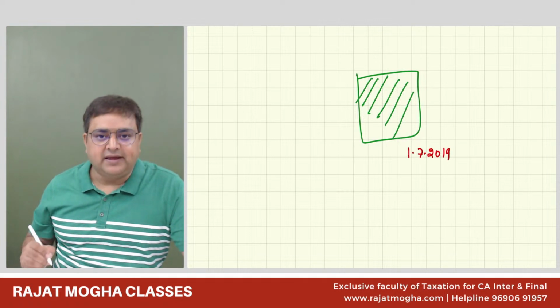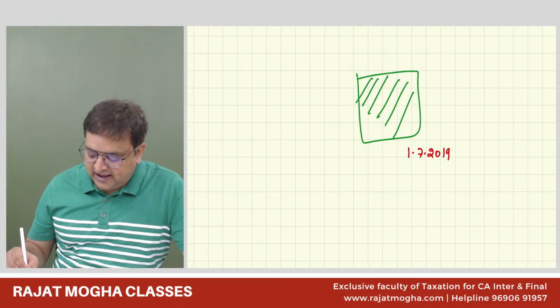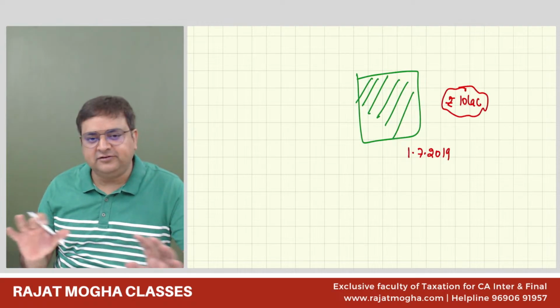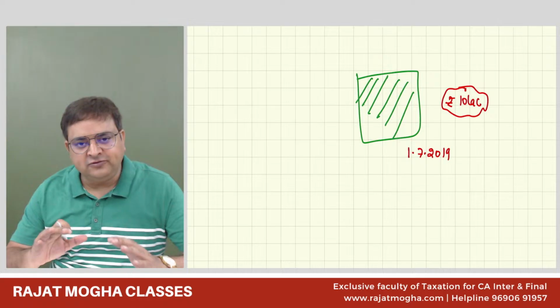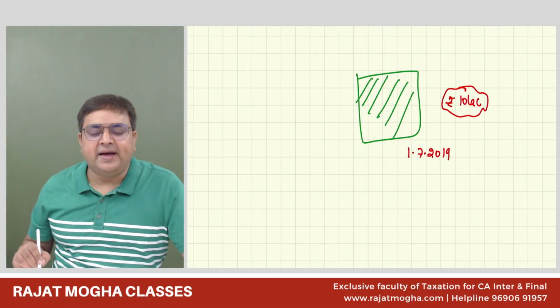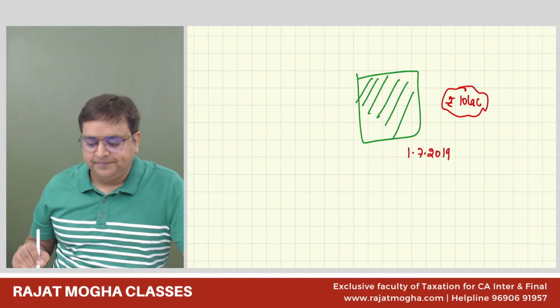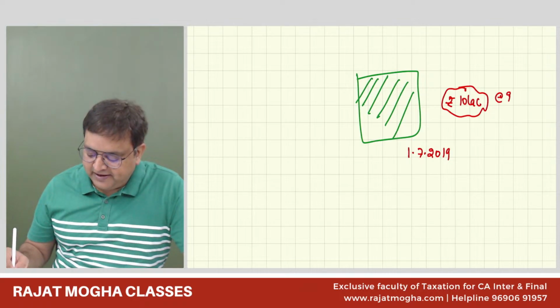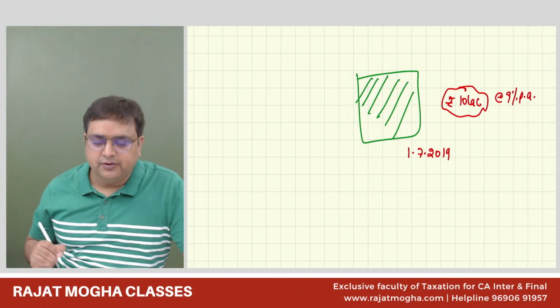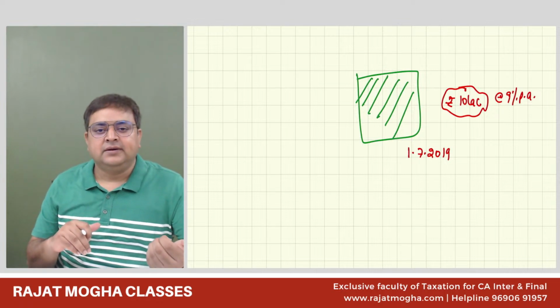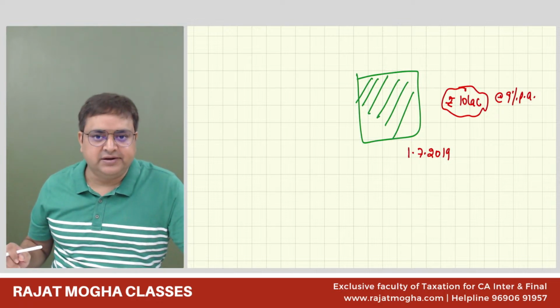On 1/7/2019, you go to the bank and you say that I need 10 lakh rupees for construction of the house. As of now, there is no house. You would like to construct it. So on 1/7/19, you go to the bank and you ask for 10 lakh rupees. The bank says, okay, I'll give you 10 lakh rupees at a rate of, let's say, 9% per annum. And you took this loan from the bank and you start doing your construction.